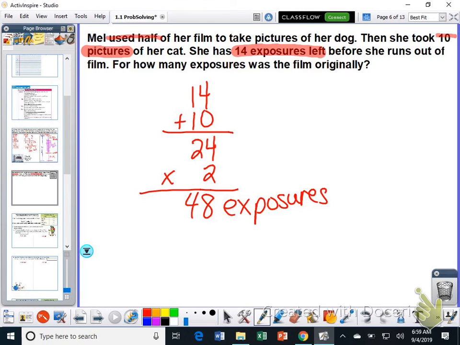So with this one again, 48. She used half of her pictures on her dog. So if I take half of 48, that gave me 24. Then she took 10 pictures of her cat. So if she had 24 now, minus 10 pictures for her cat, that left her with 14 still left on her camera, which is what we had. So just make sure that you always check your answer to be sure.